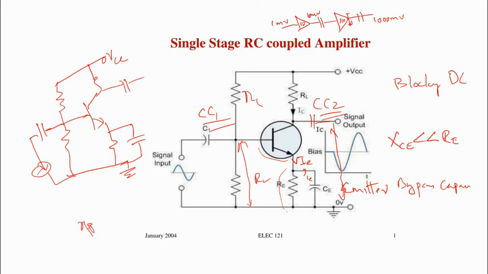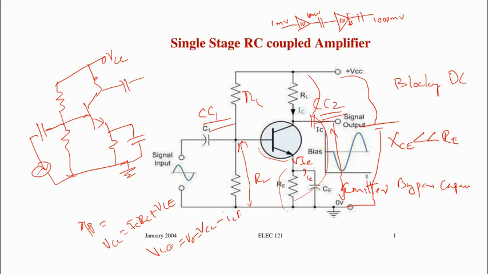Output voltage, we can write using KVL. So VCC is equal to ICRC plus VCE. This total voltage is equal to this voltage plus this voltage. So what is VC? VC is VO. VO is equal to VCC minus ICRC.